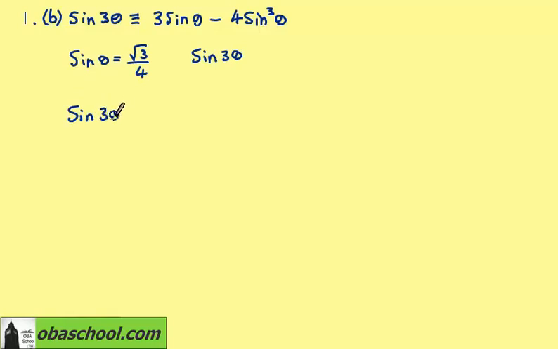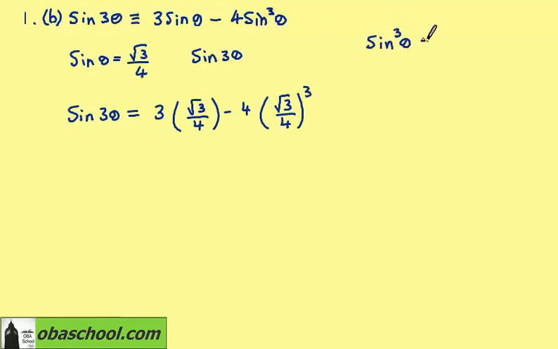So the sine of 3 theta is going to be equal to, and note this is an equals and not an identity, because we're now working with a particular angle. It's going to be 3 times root 3 over 4, the value of sine theta, take away 4 times root 3 over 4 cubed. Remember, sine cubed theta is a notation which means the sine of theta all cubed.